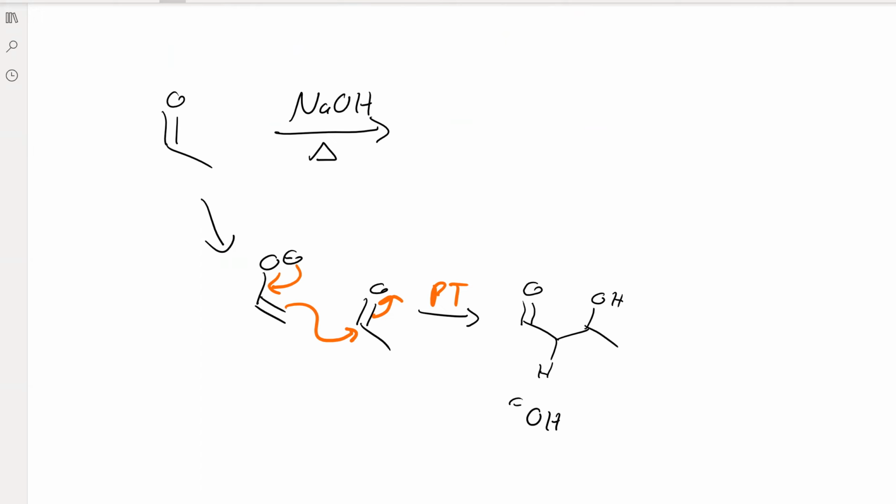So we have another molecule of hydroxide come in, pick this proton off, form an alkene, and kick off this OH, essentially doing an E2 elimination to get our alpha beta unsaturated, in this case aldehyde, but it can be ketones as well.